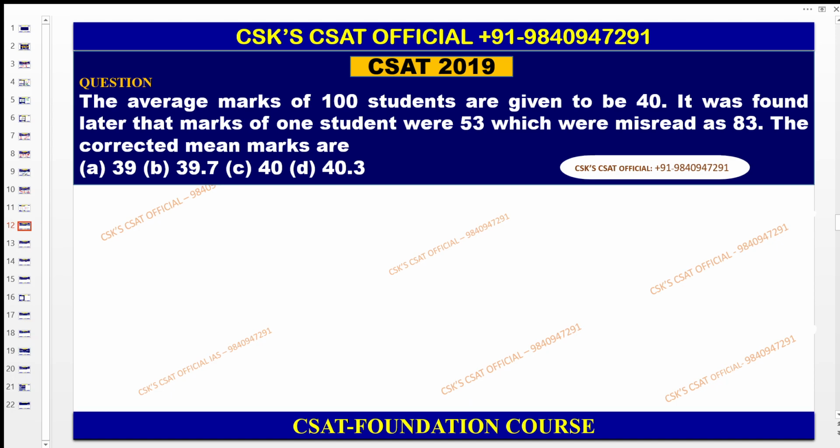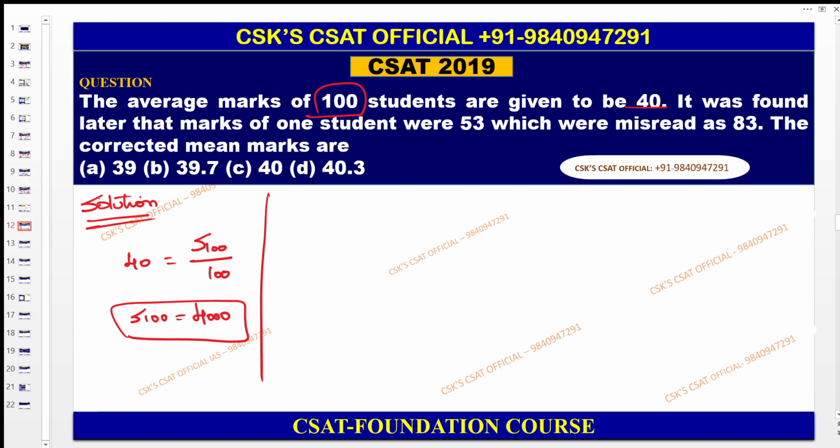Now this question, 2019, simple question. The average marks of 100 students are given to be 40. So the sum of 100 students you can find. So 100 times 40, therefore the sum of the 100 is equal to 4000.